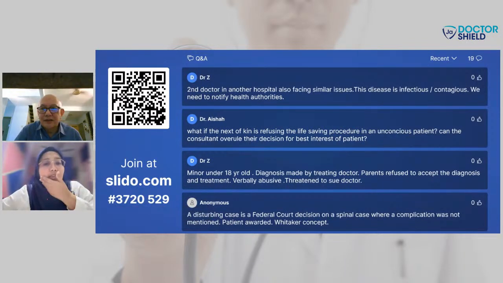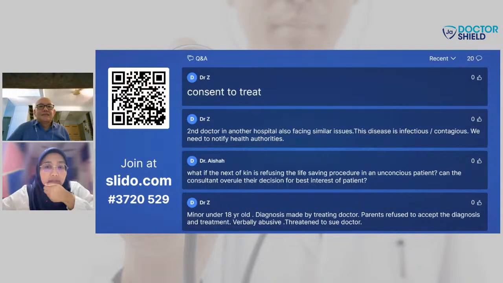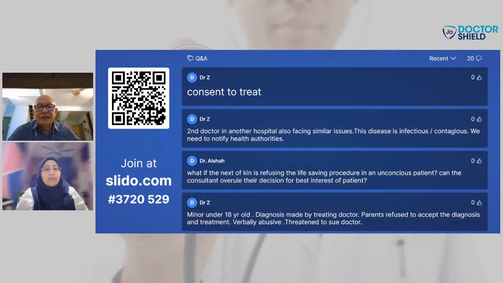It seems here that it involved a minor patient in which the parents refused to accept the diagnosis and treatment. What should the doctor do? Can the doctor override their decision in the best interest of the patient? Consent to treat. Okay, consent to treat.